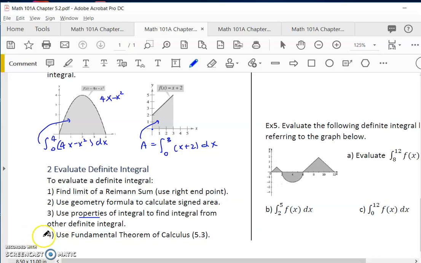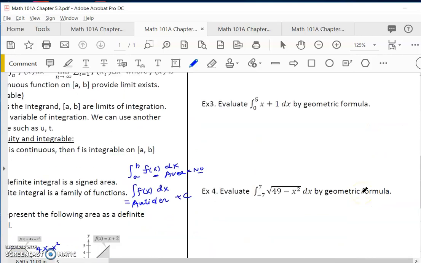And then lastly, which is the easiest one, so the first one is very difficult. Supposedly it works for every single function, but for some functions it's really very difficult to do. Number two only works for certain functions that always give you good geometric shapes. So the last one is to use the fundamental theorem of calculus, actually using the antiderivative to find the definite integral. So that's the reason why they share the same integral sign.